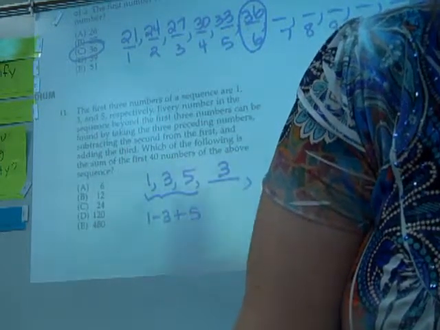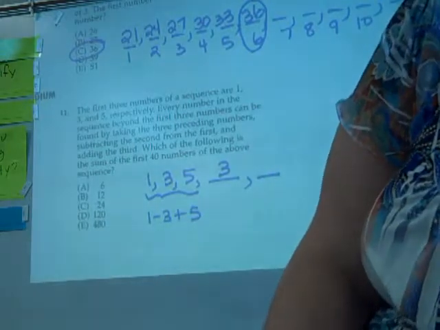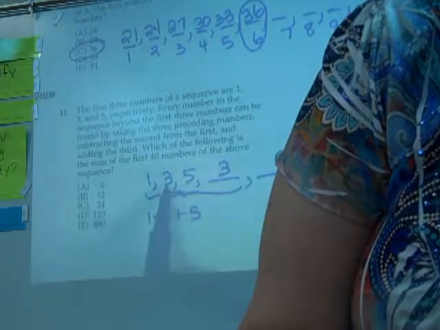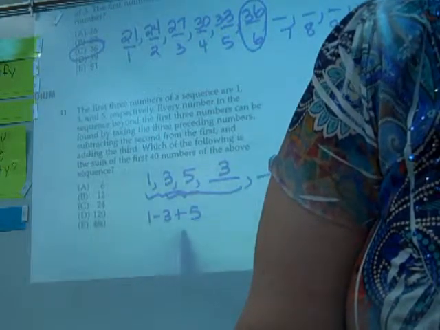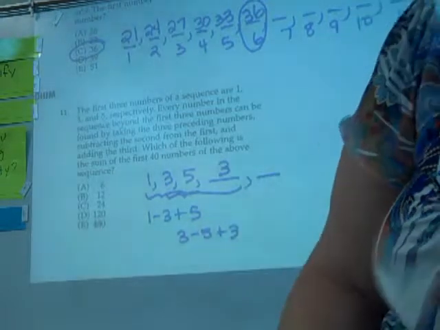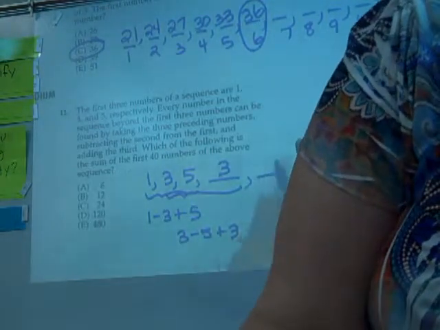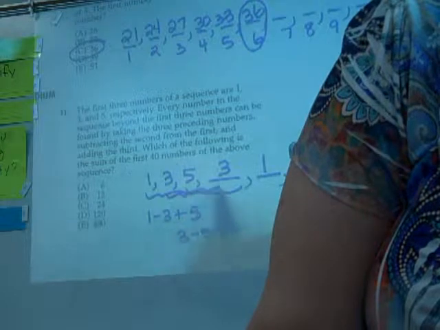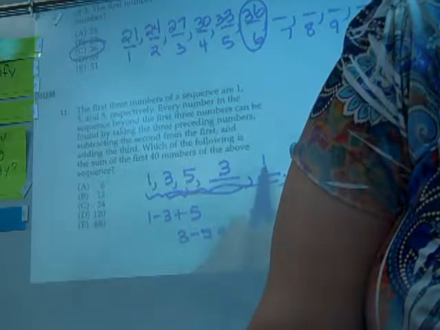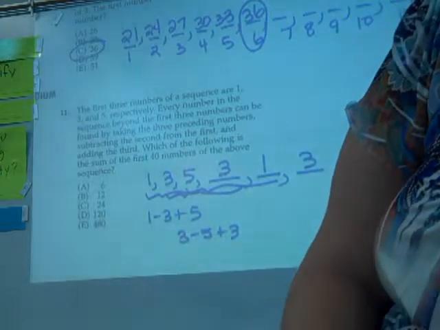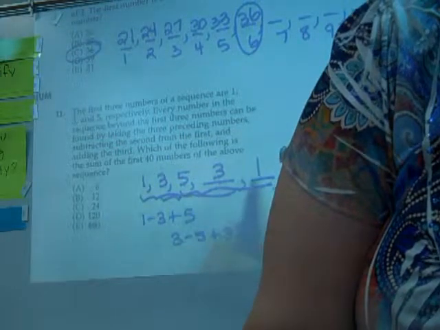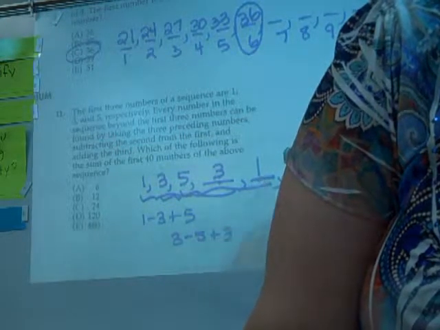Well, we're not really going to find all 40 numbers. We're going to assume that at some point we're going to have a pattern. So now to find the next number in the pattern, we take the 3 preceding numbers. That would be 3, 5, and 3. And we do 3 minus 5 plus 3. And we get 1. And for the next number, we're going to take the 3 preceding numbers, 5 minus 3 plus 1 would be 3. Then for the next one, we're going to take the 3 preceding numbers, 3 minus 1, that's 2, plus 3 is 5. So now I'm starting to repeat my pattern here.